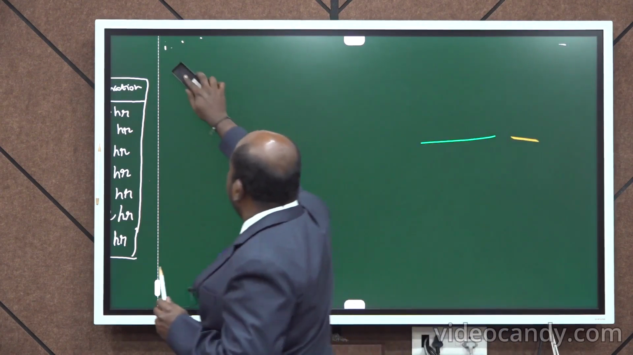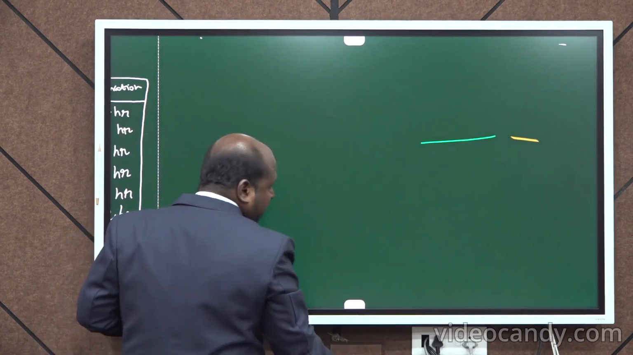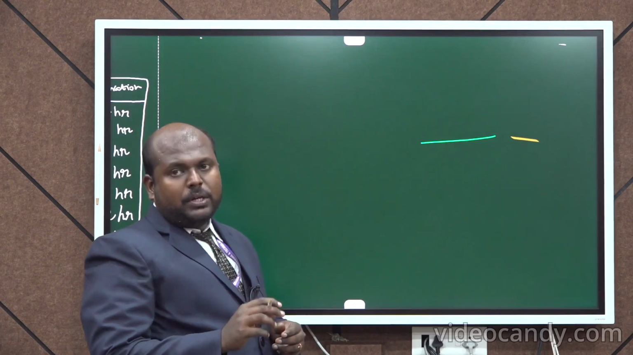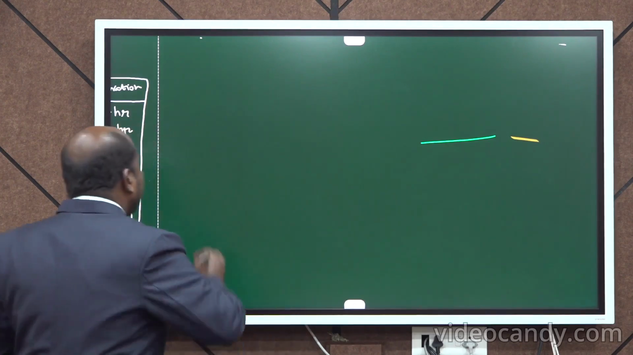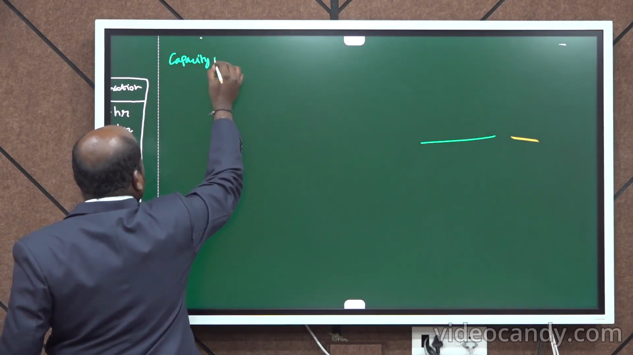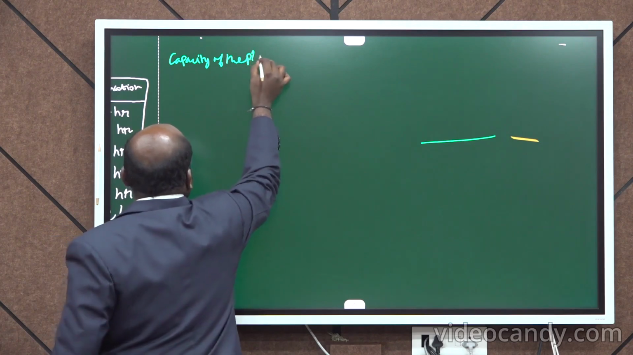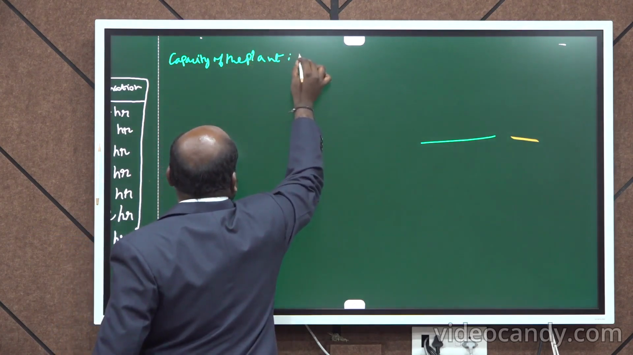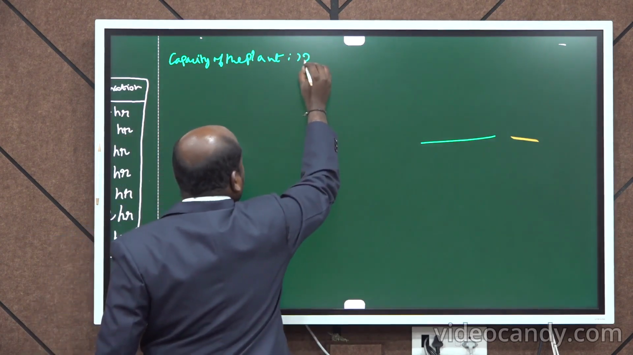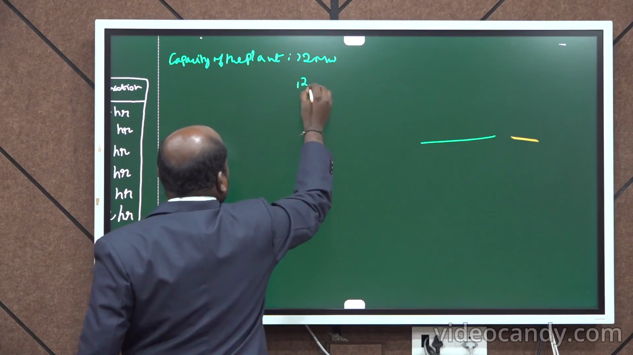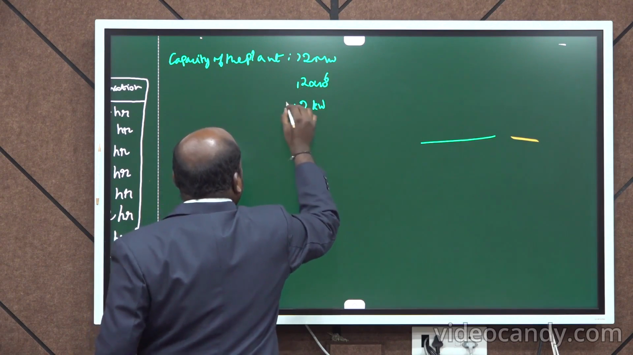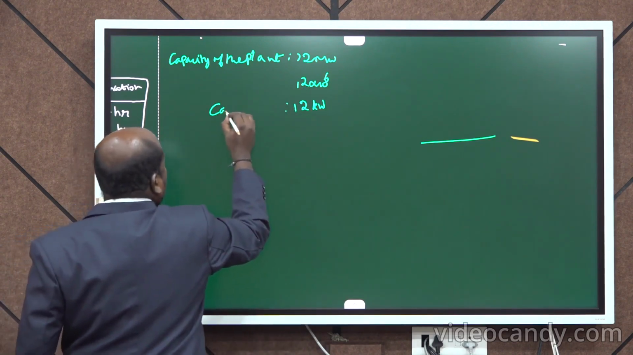So here the entire plant capacity lies in the range of 12 megawatt. So I am going to reconsider the capacity of the power plant, which is 12 megawatt. So I am going to depict it as 12 into 10 to the power 6. So this is what the capacity is.